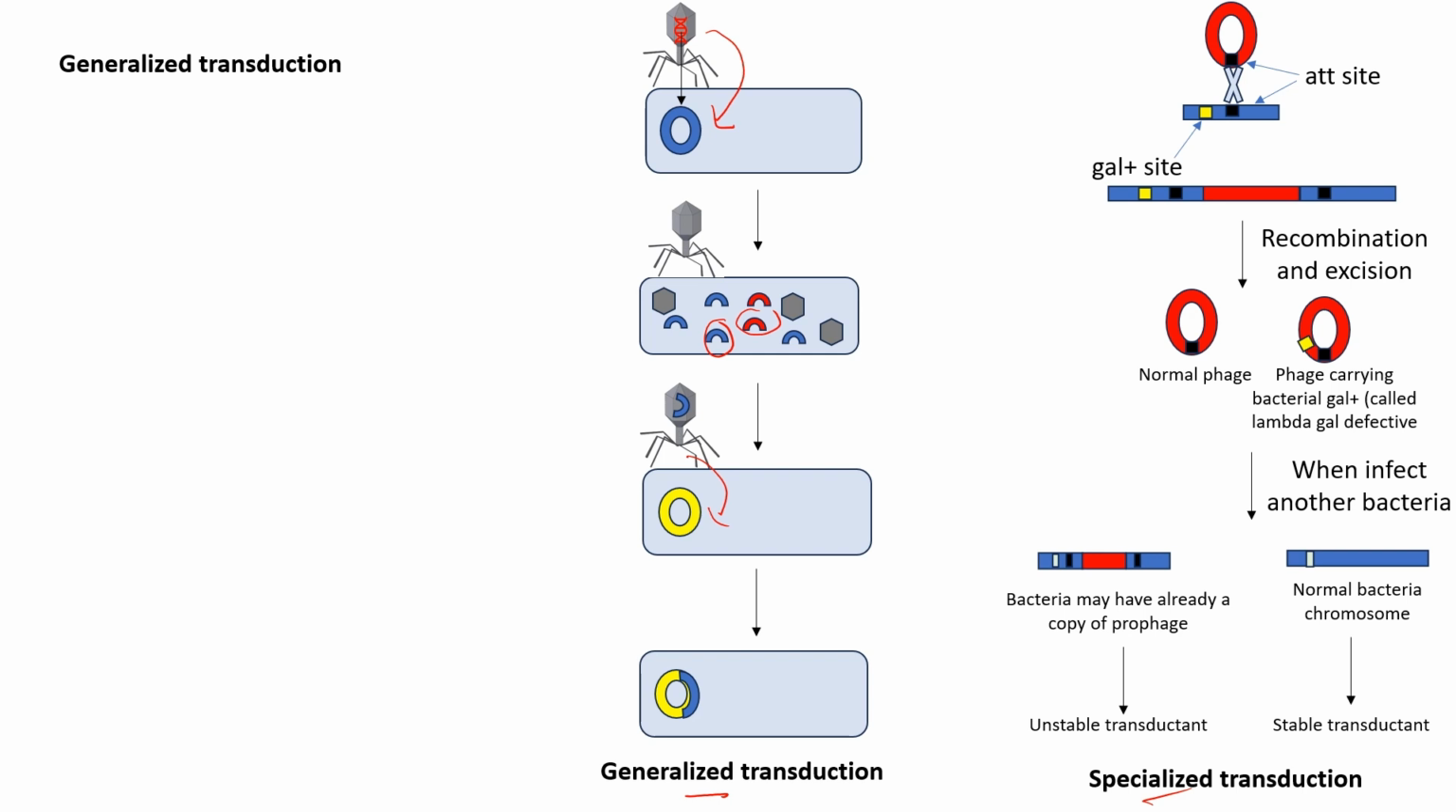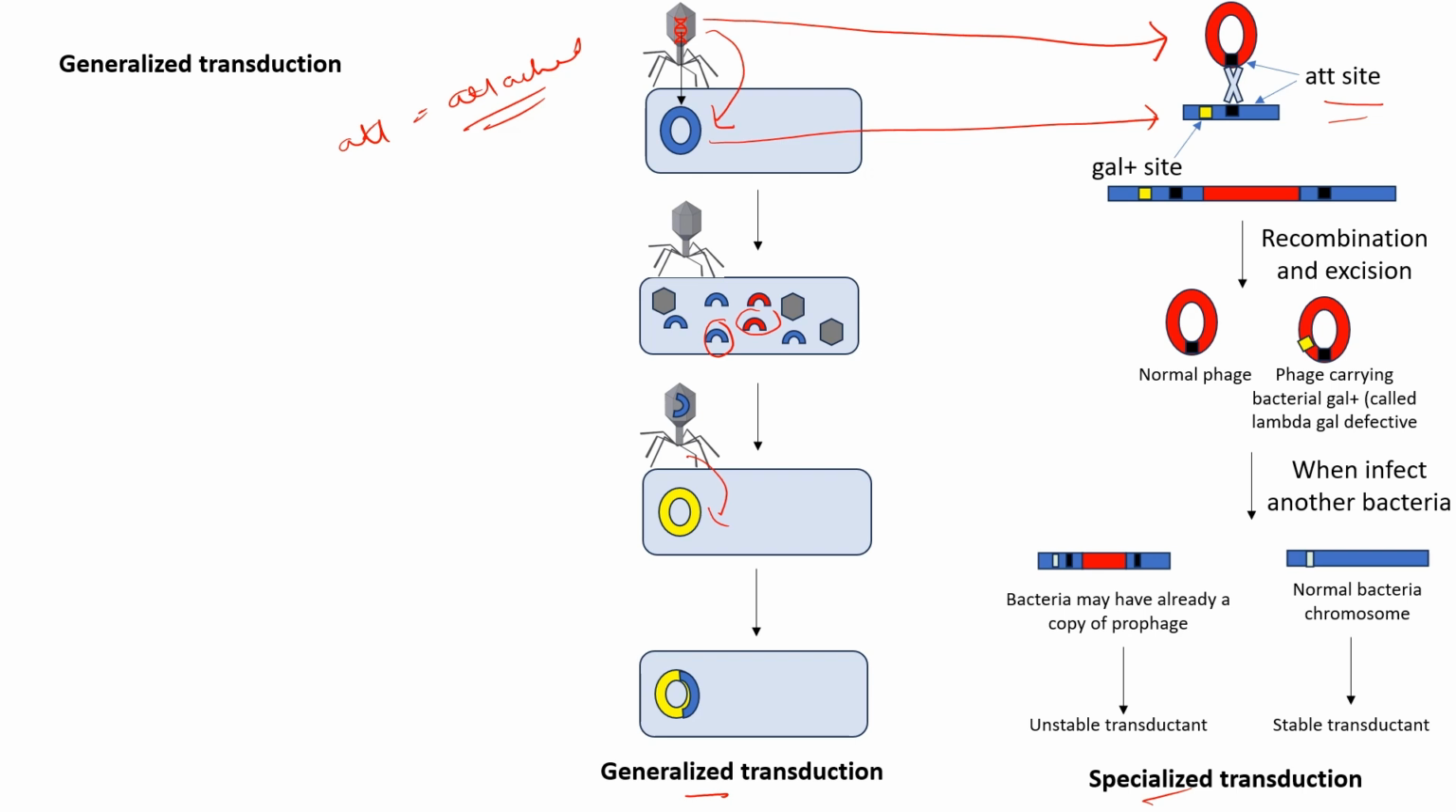What happens in specialized transduction is that the red DNA of the bacteriophage sometimes gets recombined with the bacterial chromosome. This blue one is the bacterial DNA. The recombination happens at a site called the att site. Att means attachment. This site is present in both the phage DNA and the bacterial DNA. So because of the homologous segment, it can get recombined at this position.